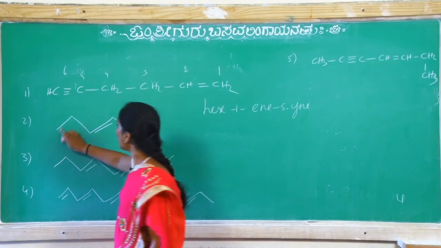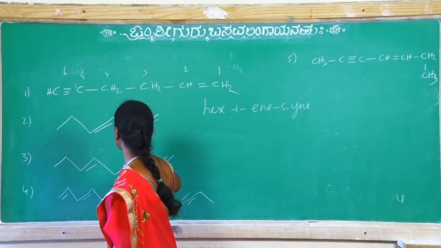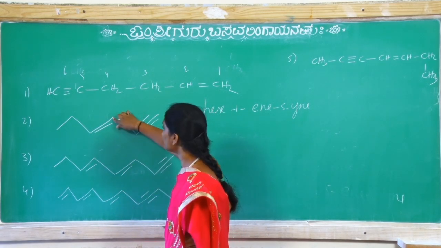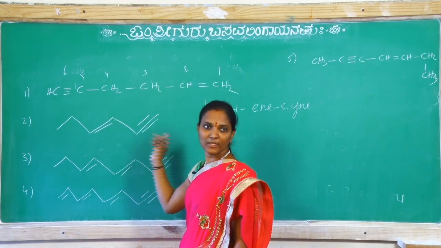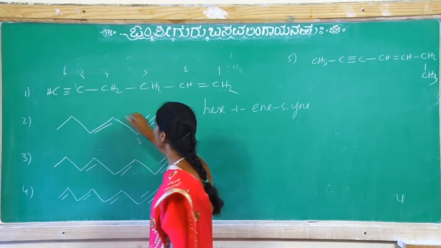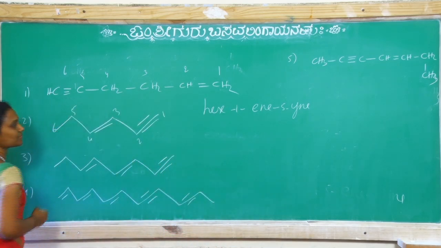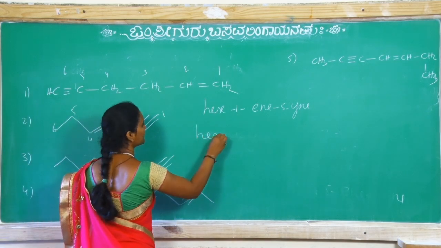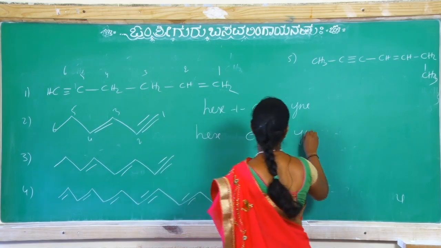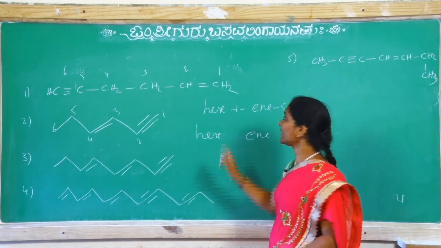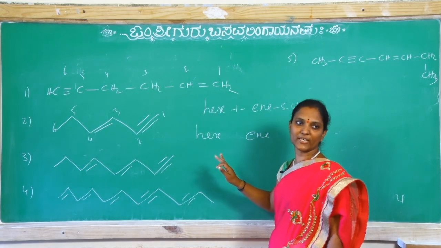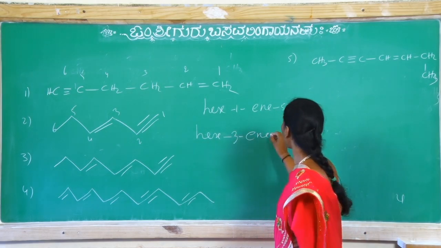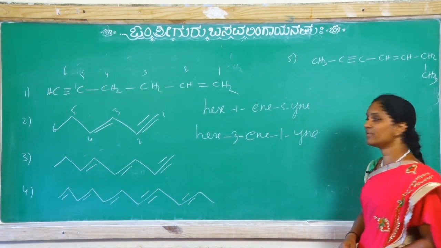Next: 1, 2, 3. Third position, 4, 5. 3 plus 5. This side, first position, 1, 2, 3: third position, 1 plus 3. Least sum this side. So 1, 2, 3, 4, 5, 6. Six carbons, hex. Same sum we are getting, that time only we have to check the least number for the double bond, otherwise just least sum. So now this is the least sum. Yne position 3, ene position 1. Hex-3-yne-1-ene.